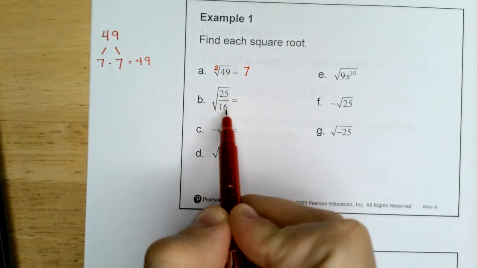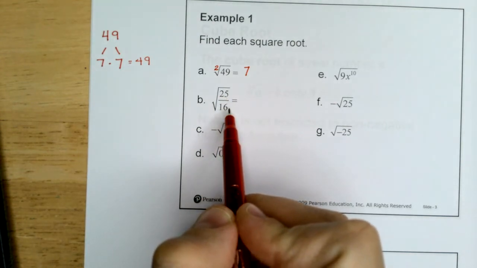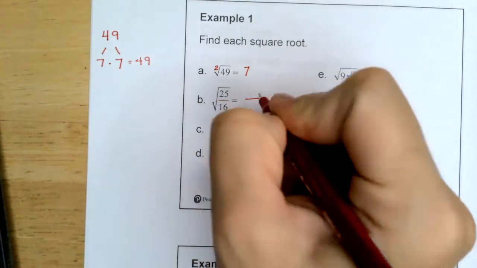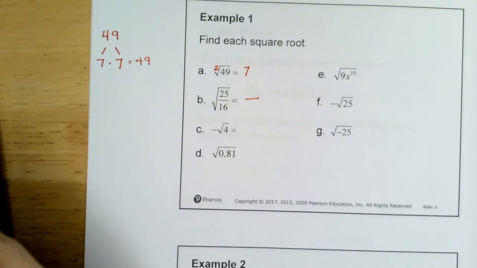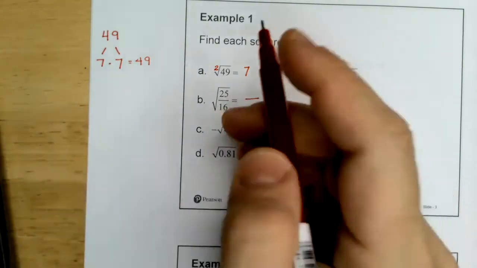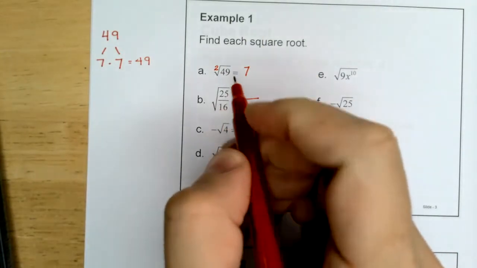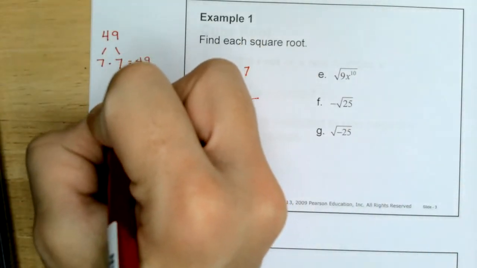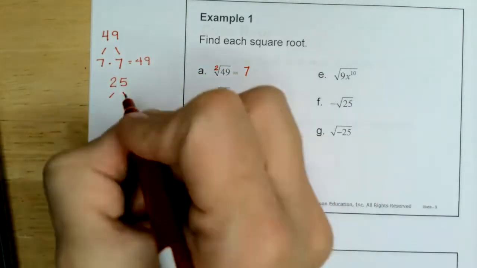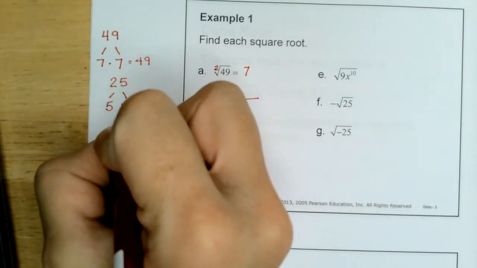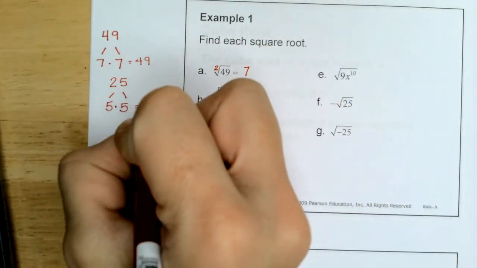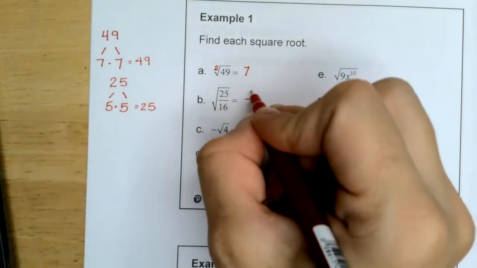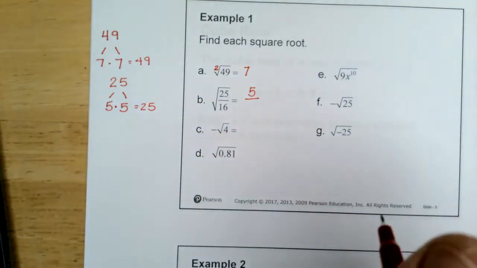So 25 over 16, it's a fraction, but if I can square the top and the bottom, I will be able to find the answer. I don't have to treat it like a fraction. So the square root of 25, can you think of two factors of 25 that are the same number? 5 and 5, right? 5 times 5 equals 25. So the square root of 25 is 5, just like we did on the first slide.